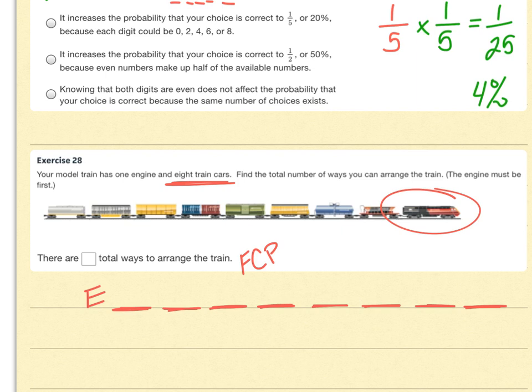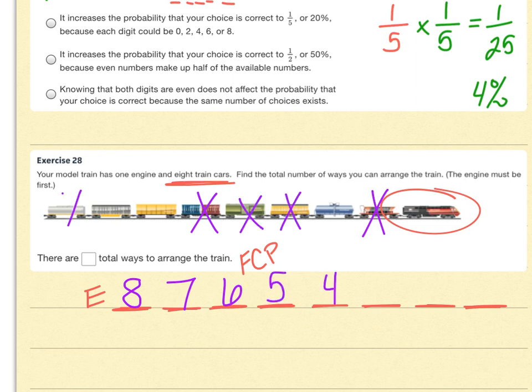Well, when I'm building my train, I put the engine first, and then I have 8 choices for that first car. Once I pick a car and put it there, I only have 7 choices left for the second car. And then once I pick the second car, I've got 6 choices left for the third car. And then 5 choices. You can see we're just going to keep going. 4 choices, and then 3 choices, and then 2 choices, because I've only got 2 left, right? And I choose one, and then finally there's only 1 choice left for me to make. And the fundamental counting principle says I just multiply these different choices together.